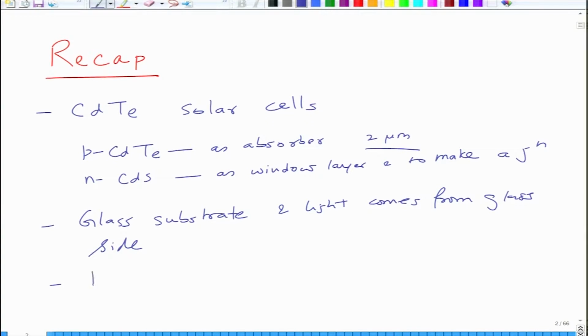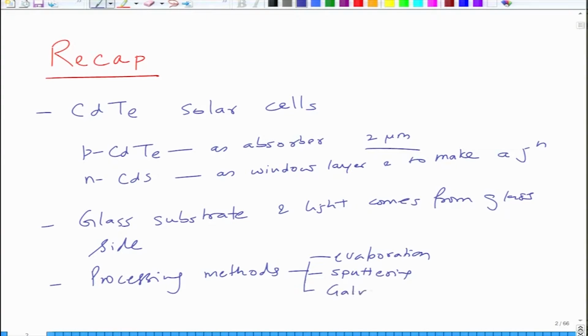We also looked at a few processing methods. We looked at evaporation, sputtering and galvanic reaction. It is a very good material from the perspective of properties. It has an almost ideal band gap. The efficiency of the devices is very good, about 21% or so at laboratory scale, and it is a very promising technology for the future, potentially the one to replace silicon eventually.